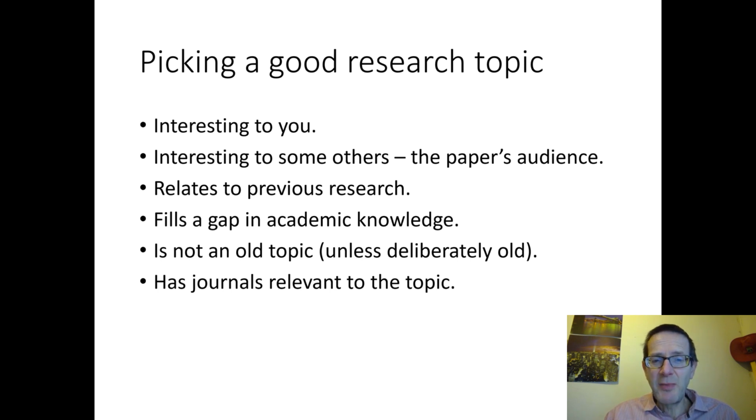And your research topic, if you want it to get published in a journal, and maybe you want to write a book instead, in which case you've come to the wrong talk. If you want to get published in a journal, then your topic needs to have journals relevant to that topic. That's not a hard and fast rule, because there are some generalist journals that will publish on any topic. For example, PLOS One publishes on any topic. It doesn't have any restrictions as far as I'm aware.